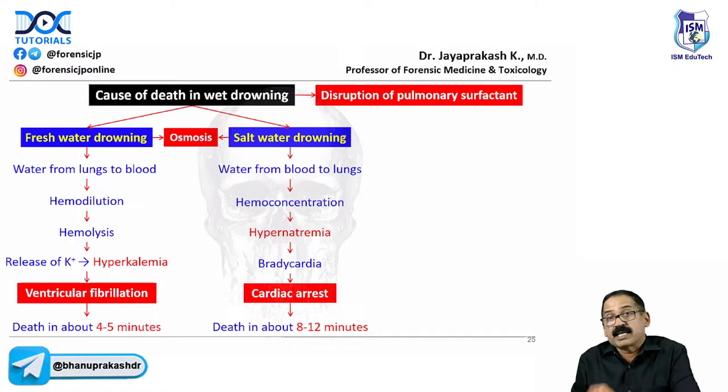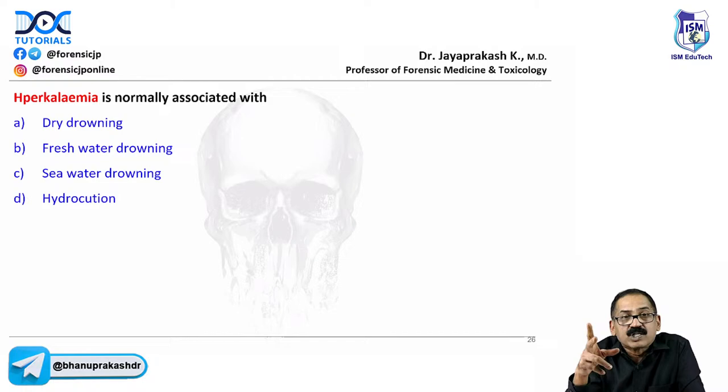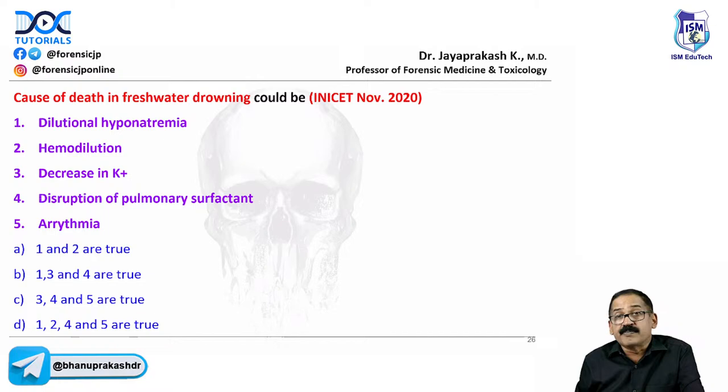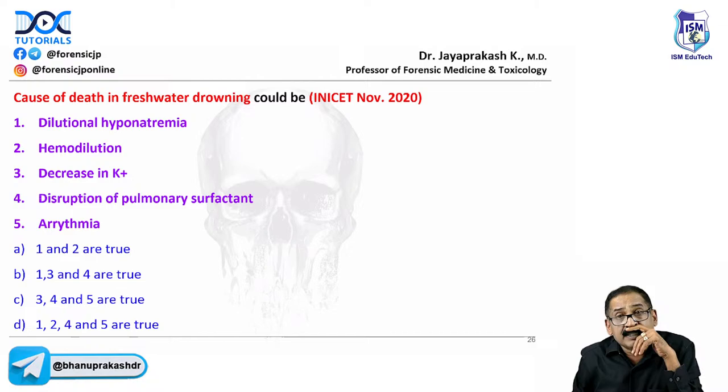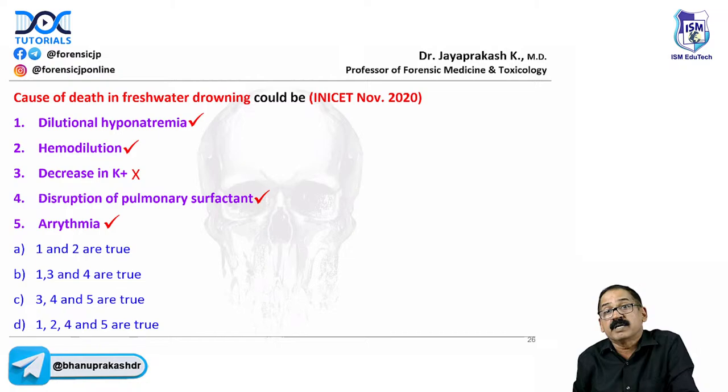Okay, shall I continue? Even if you say no, I have to continue. Hyperkalemia is normally associated with fresh water drowning. What is the cause of death in fresh water drowning? Don't be under the impression that I'm going too deep. Deep only in case of drowning. Dilutional hyponatremia, yes. Hemodilution, yes. Decreased potassium, wrong. Disruption of pulmonary surfactant, yes. Arrhythmia, ventricular fibrillation. Answer: 1, 2, 4, 5.